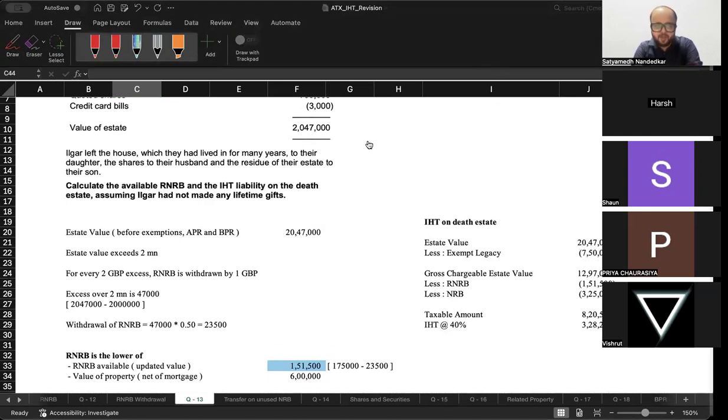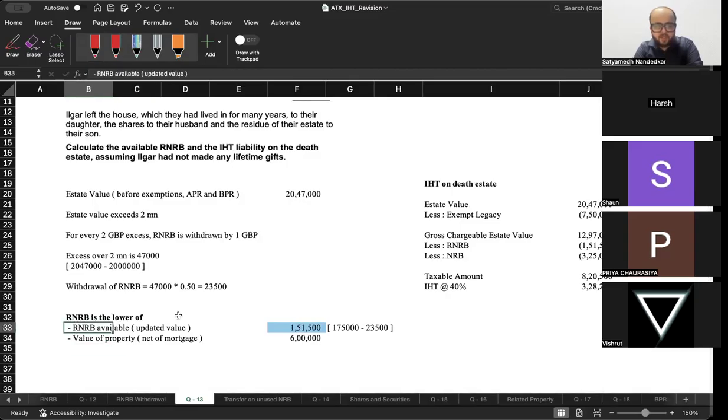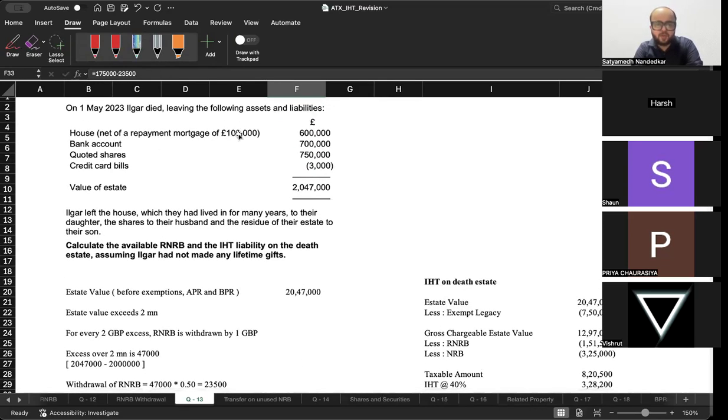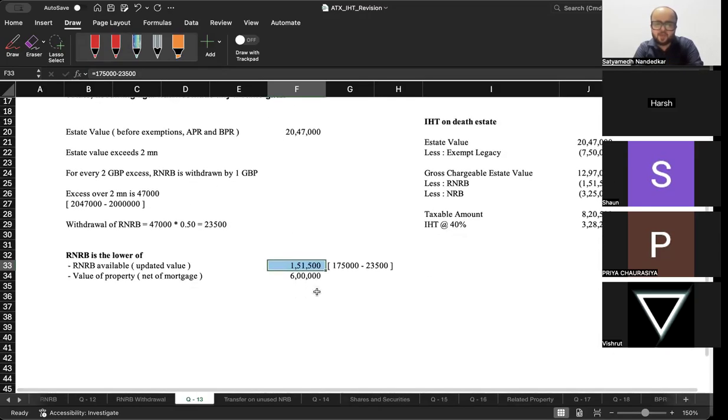ठीक है, 2 million. Now, when you do that, कितना आएगा difference? 47,000. 47,000 into 0.5. Why 0.5? For every £2 excess, RNRB is withdrawn by £1. So the half of that. So कितना आ जाएगा? 23,500 is the tapered withdrawal of RNRB. RNRB available updated value is 1,75,000 minus 23,500, 151,500. ठीक है. And house net of repayment mortgage is 6 lakh. So RNRB is the lower of the two. यहाँ पे lower of the two है 151,500.